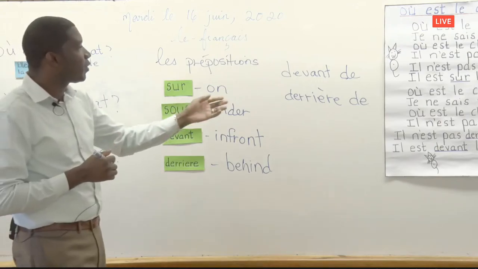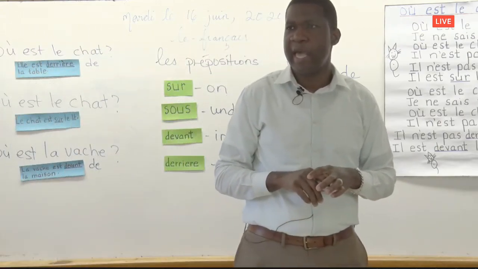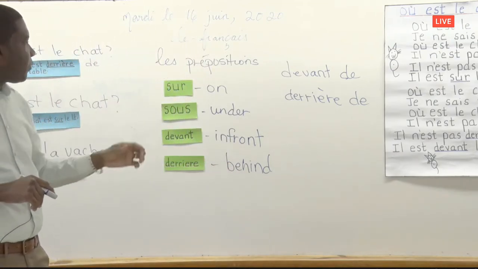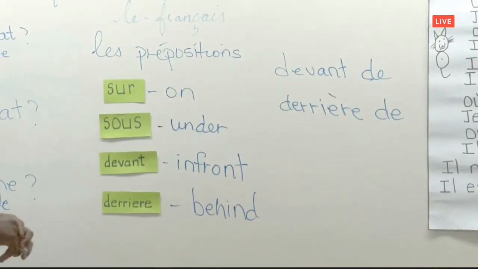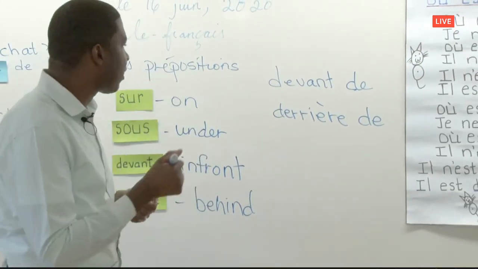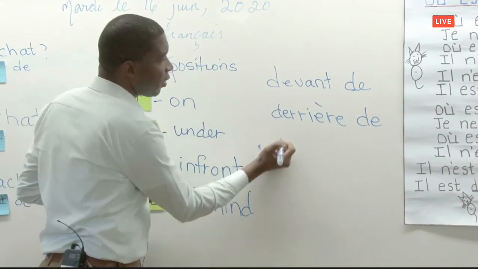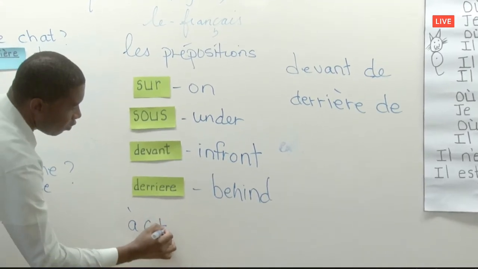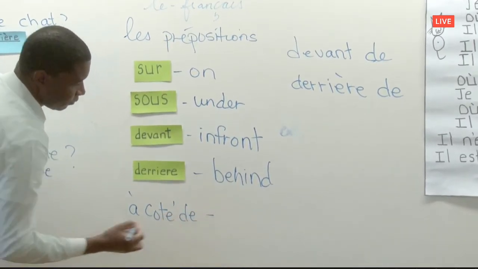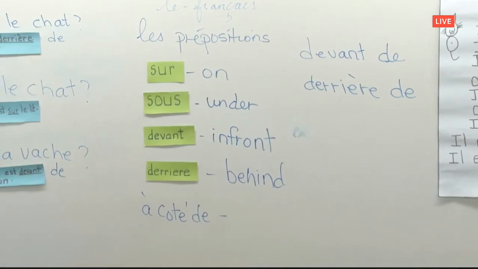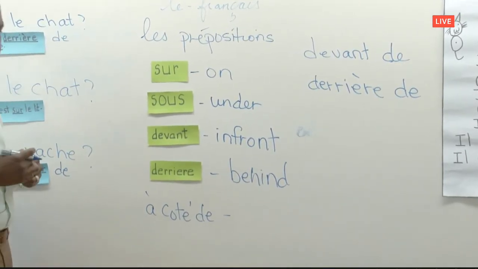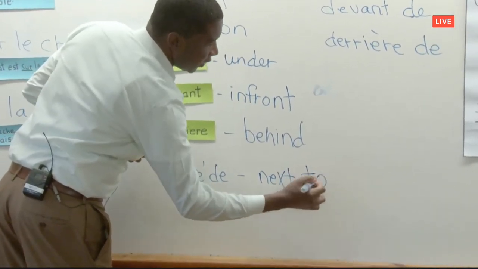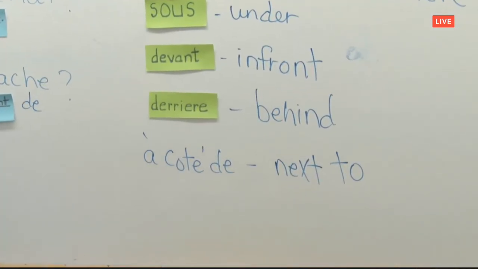All right? The last preposition that I want to introduce you to this morning is à côté de. Whenever you are learning these prepositions, it's also important to add à côté de. You will come across this preposition, à côté de, which means next to, okay? Next to. You will come across these prepositions in French, okay?